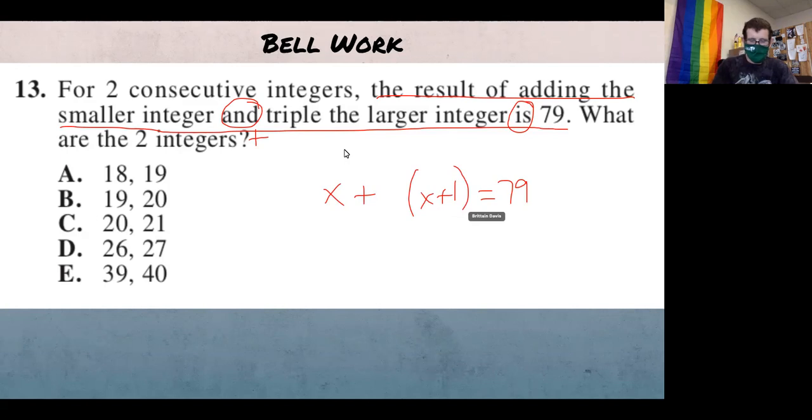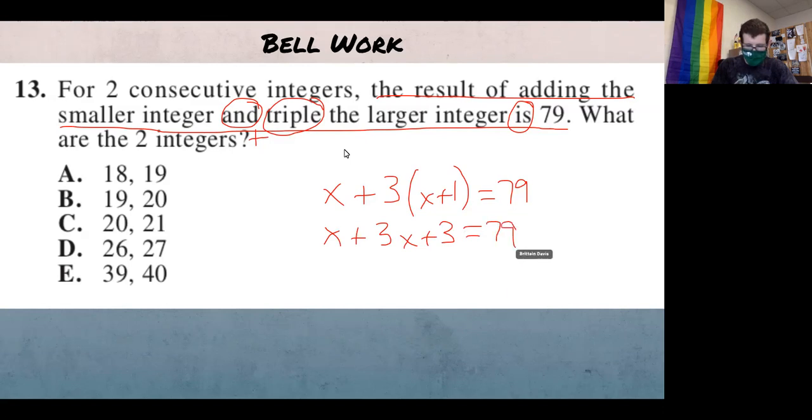But we're not done because it says triple the larger integer. So actually one last thing I need to put in here is I'm going to multiply that larger integer by 3. So by doing this, I can actually solve algebraically for what the smaller integer is. So anyways, let's just run through this. So it's going to be x plus, when I do distributive properties, 3x plus 3 equals 79.